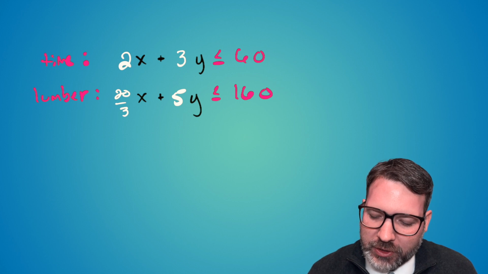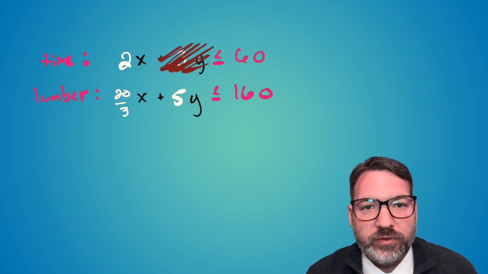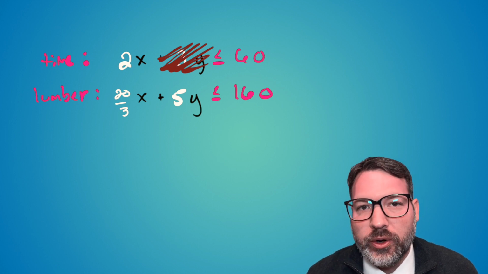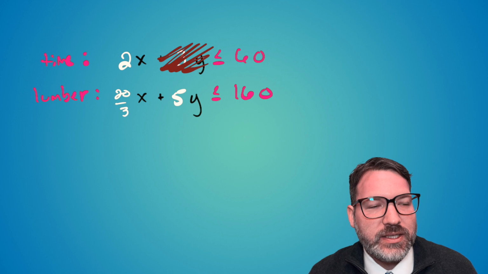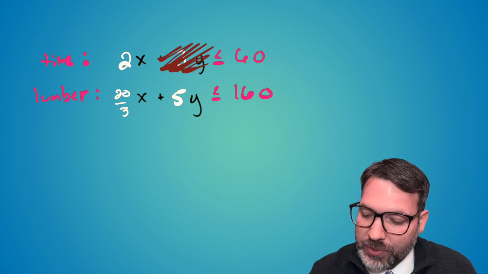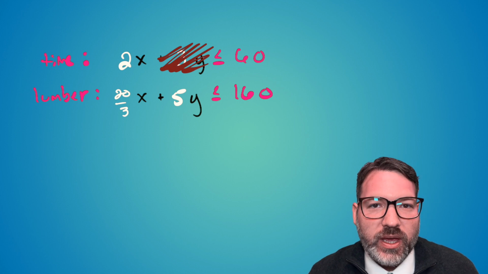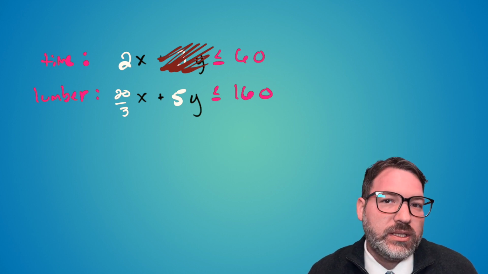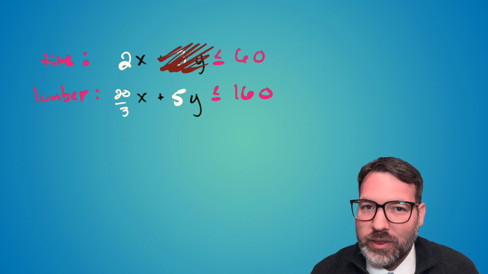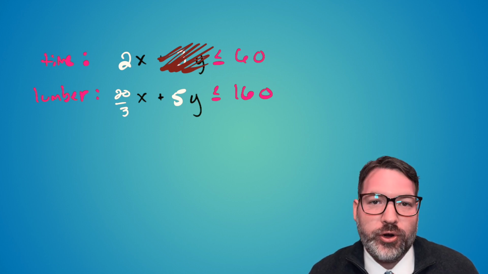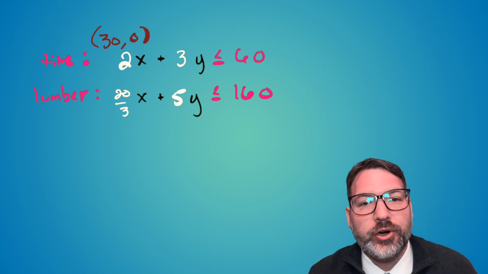Like, imagine for our time that we spent no time whatsoever on the actual number of chairs. Basically that we built 0 chairs. 3 times 0 is 0. If we only built tables and they take 2 hours each and we have up to 60 hours, how many of the tables can we create? Well, we could solve that very easily by just dividing everything by 2. 60 divided by 2 is 30. And so if we only think about tables and we only think about hours, we could make up to 30 of the tables. That ends up being our x-intercept, 30, 0.